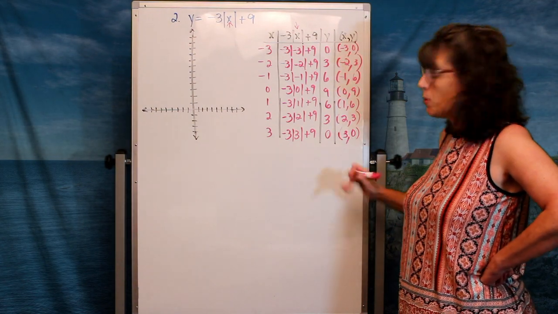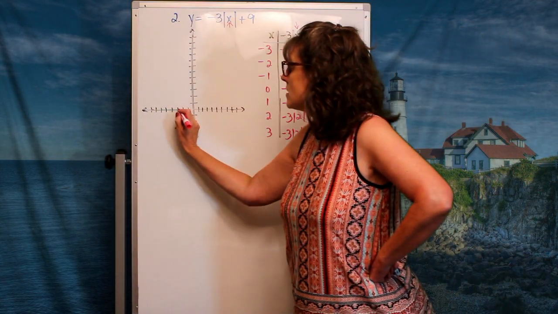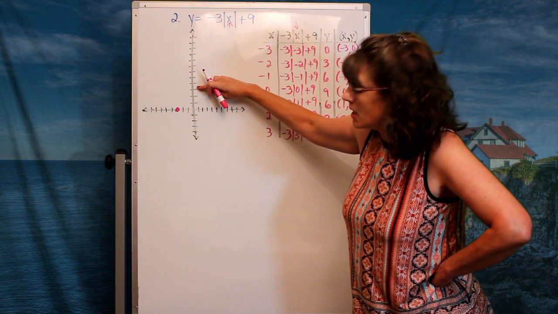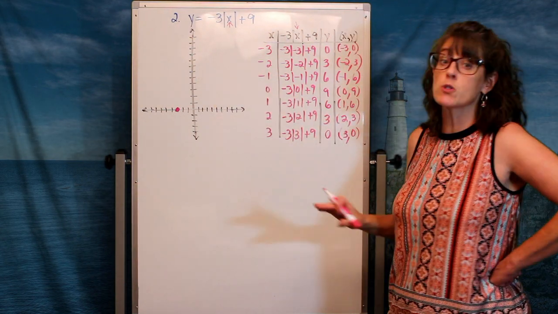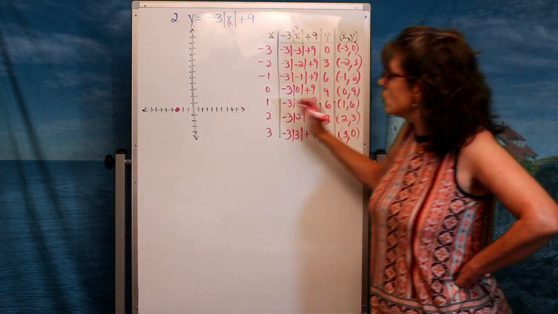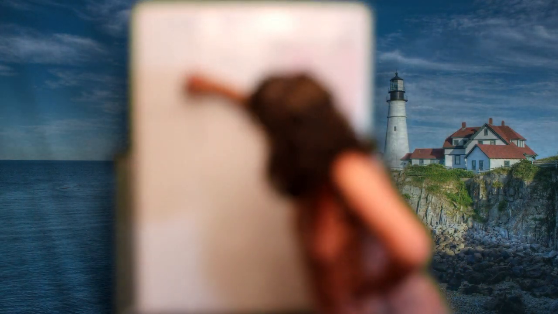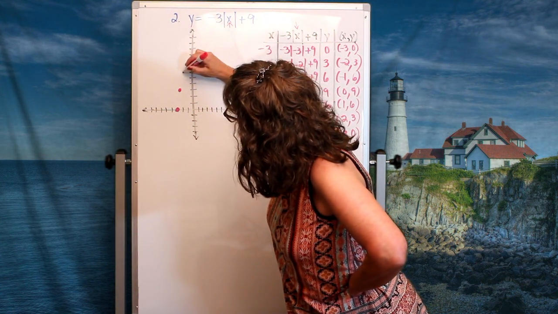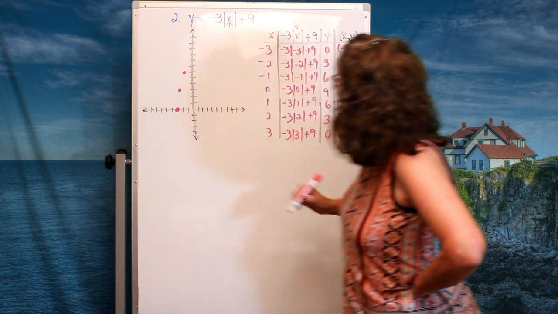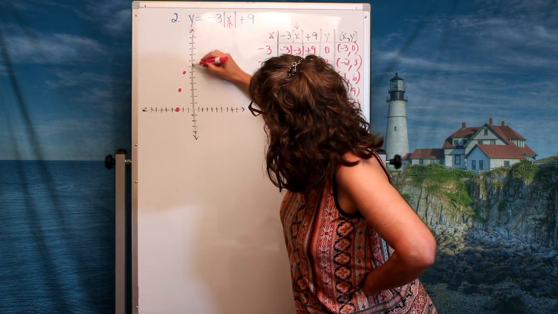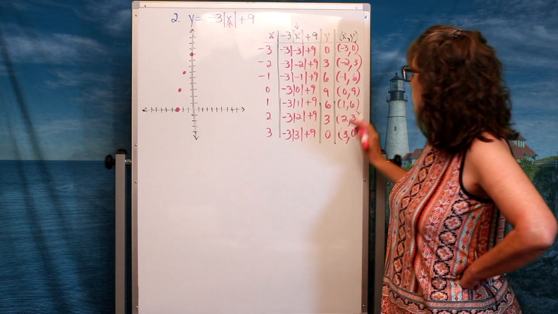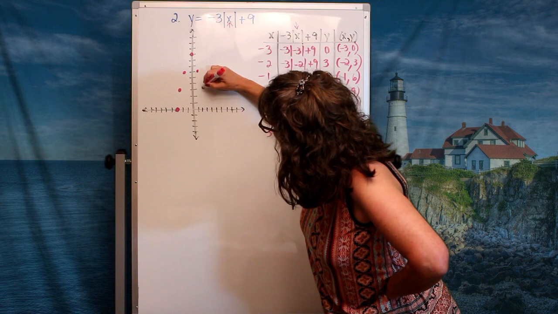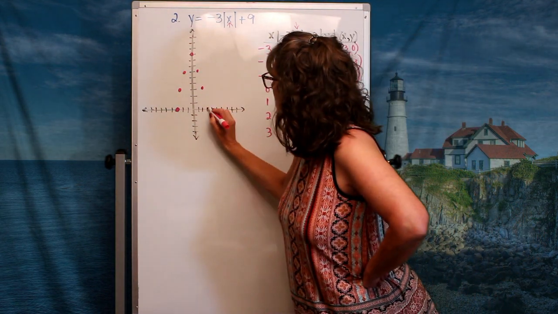So now we can put these points on our 2D coordinate plane. -3, 0 sits here. Remember I said order matters, because if we flip that around, 0, -3 would sit here. So these are called ordered pairs because order matters. Now -2, 3 sits right here. And -1, 6 sits here. And 0, 9 sits here. 1, 6 sits here. 2, 3 sits here. And 3, 0 sits here.